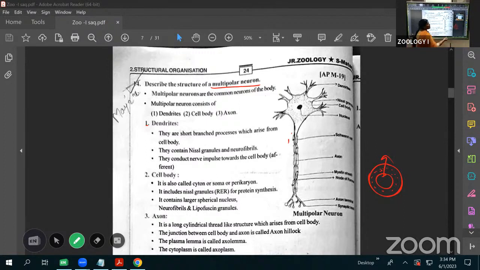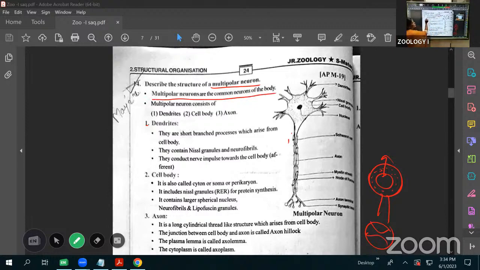In the spinal cord, it is the opposite. In the spinal cord, the gray matter is in the center and the white matter is on the outside. Everywhere the gray matter is present, non-myelinated multipolar neurons are present. Where white matter is present, myelinated neurons are present. Here, the multipolar neurons are the common neurons of the body.